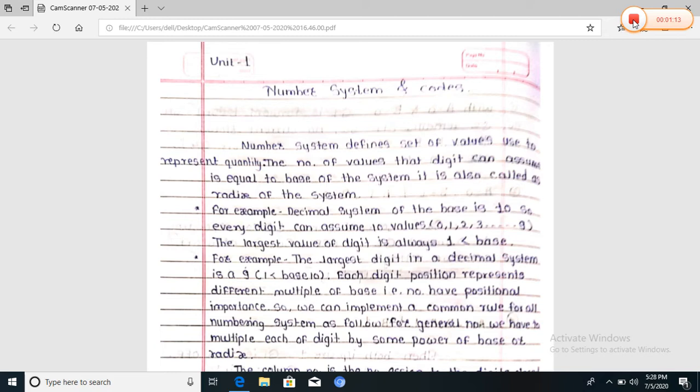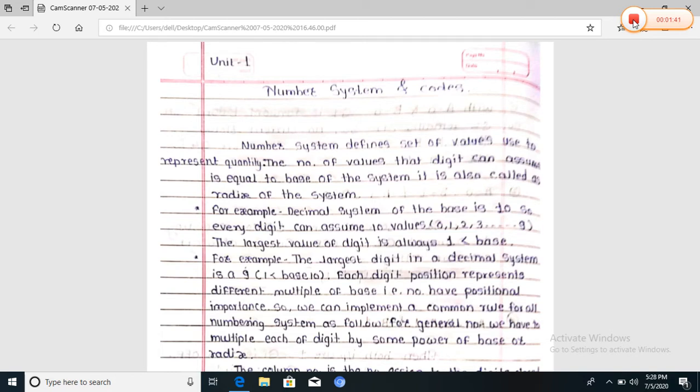For a general number, we have to multiply each digit by some power of the base or radix, and the column number of this number is assigned to the digit placed in relation to the decimal point. The column numbers to the left of the decimal point start with 0, 1, 2, 3, and the column numbers to the right start with powers -1, -2, -3.